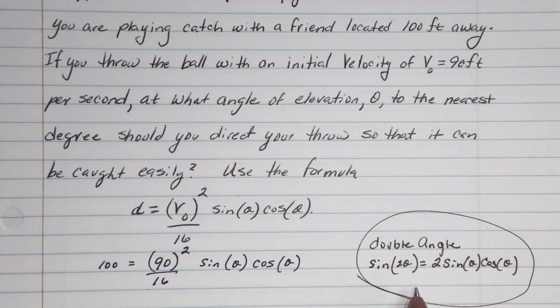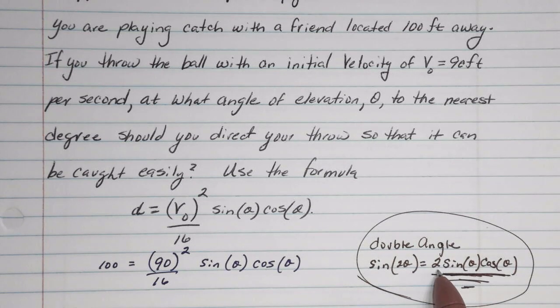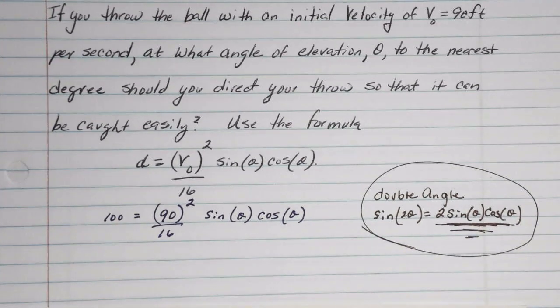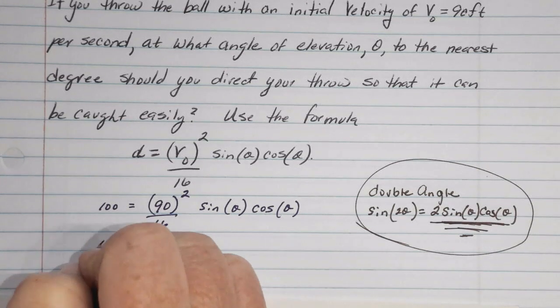So what this does for us is, if we can isolate 2 sine theta cosine theta, then we can replace it with a singular trigonometric function. Okay? So that's our goal. We want to get 2 sine theta cosine theta on one side of our equation. So let's go ahead and do some multiplication here.